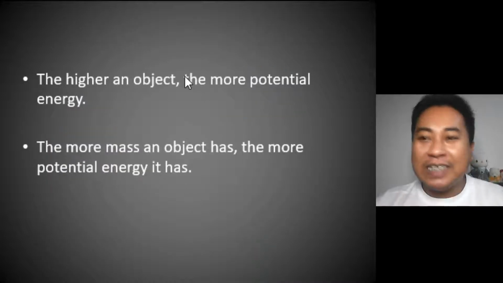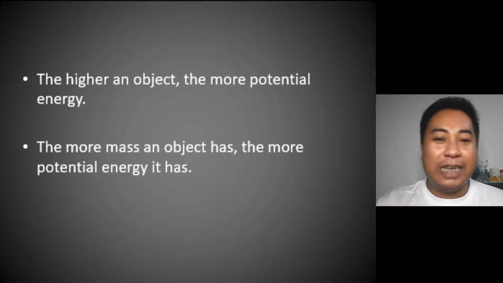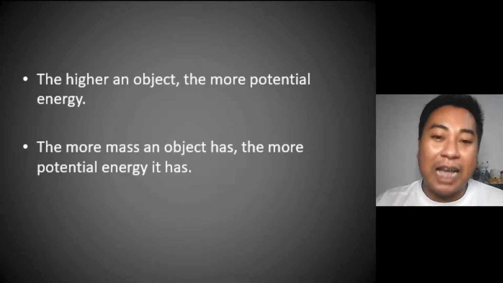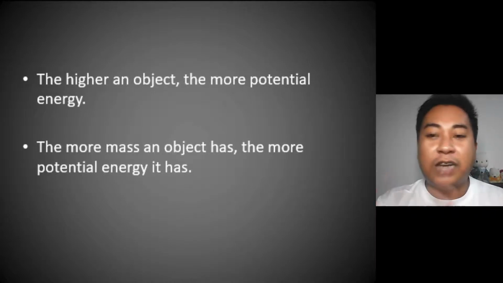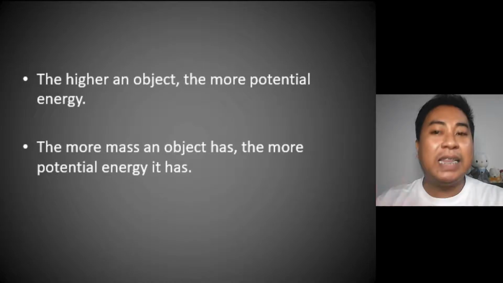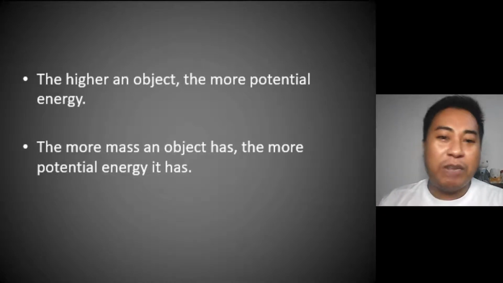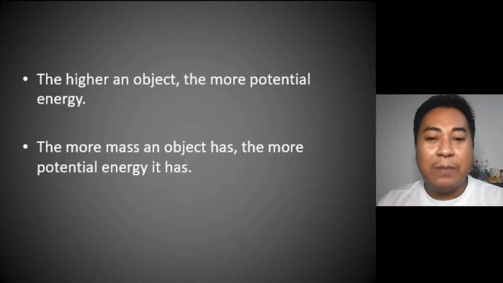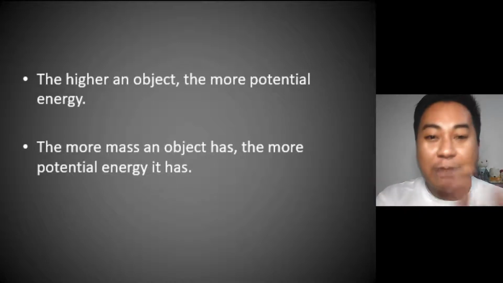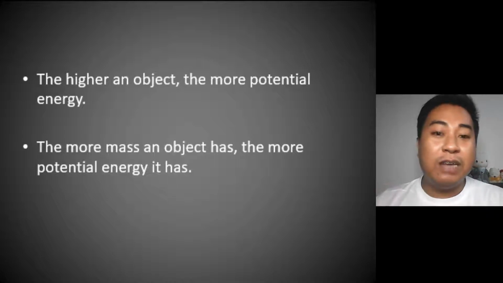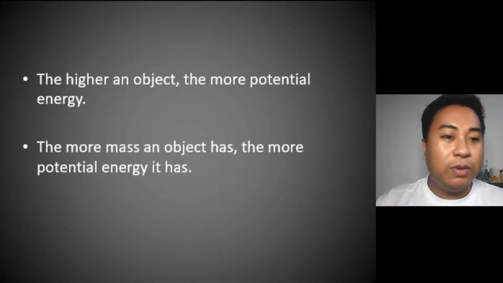Okay. So next, the higher an object, the more potential energy it has. Ibig sabihin, kung saan siya binitawan at mas mataas, the higher its potential energy. The more mass an object has, the more potential energy it has. Okay, balikan natin yung formula ng potential energy which is mass times G times H or height. So ganun ang magva-vary, ganun tayo magko-compare ng potential energy.